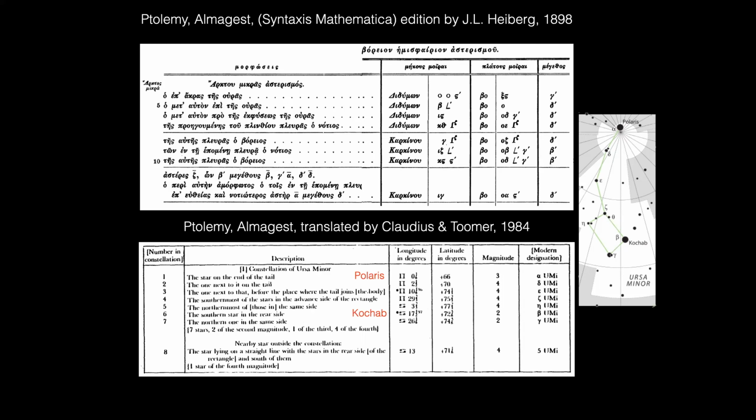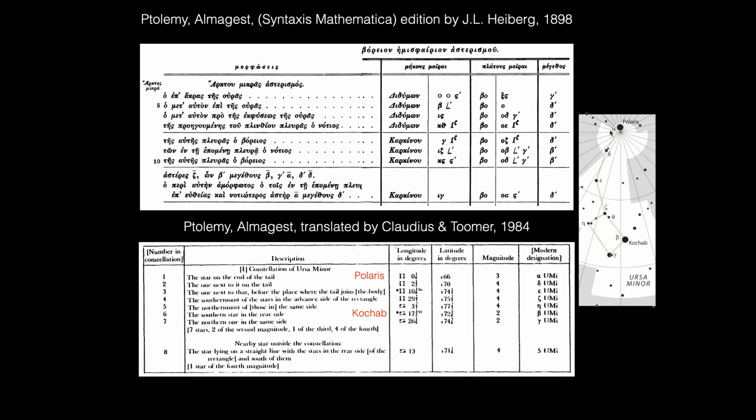And I would be showing this in the planetarium, but of course we're closed, so I can't quite do that, but I'll show you some, the original Greek and a translation by Claudius and Toomer, which describes all of these stars in terms of their position in kind of an anatomical sense with respect to the small bear, the Ursa Minor.